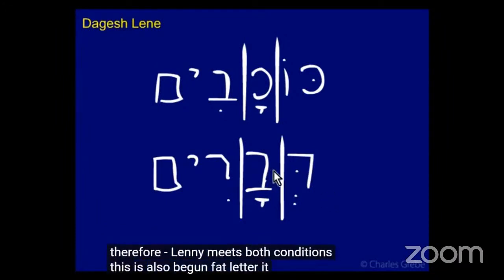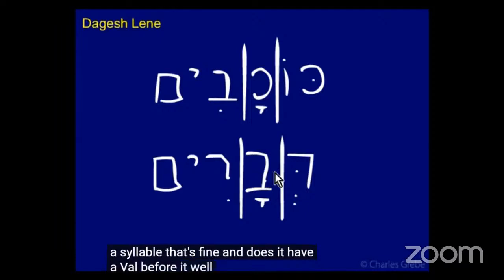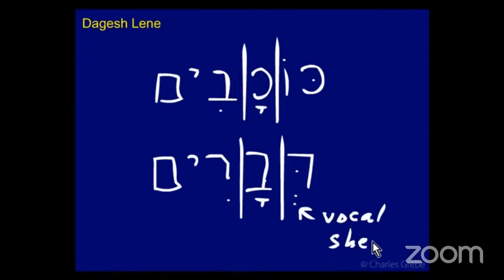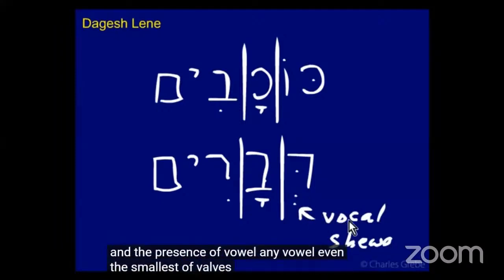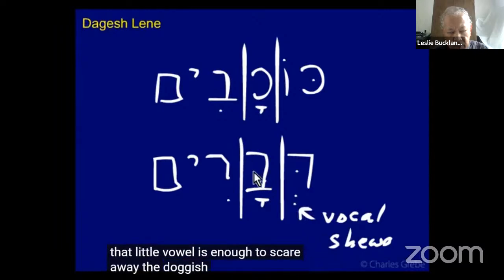This is also a begad kafat letter. It begins a syllable, so that's fine. And does it have a vowel before it? Well, in devarim, in fact, it does. This guy is a vocal shava. In the presence of a vowel, any vowel, even the smallest of vowels, the vocal shava is the most reduced of all vowels. Even that little vowel is enough to scare away the dagesh lene that would otherwise be here.